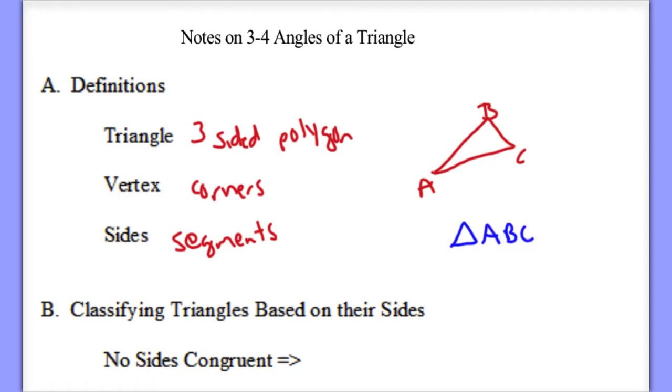You might be confused by this word polygon. It's basically a shape with three or more sides, and the sides all have to be segments, and the sides are only connected at the vertices, or at the corners.